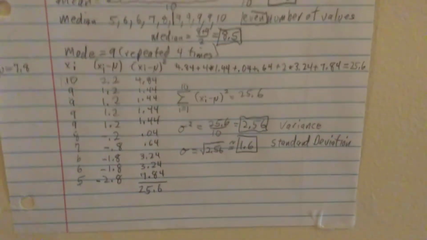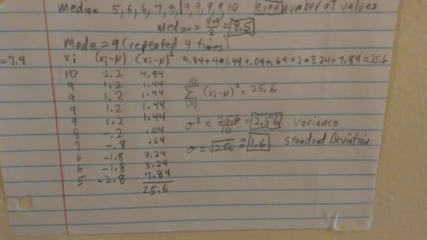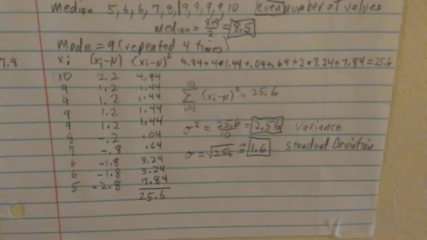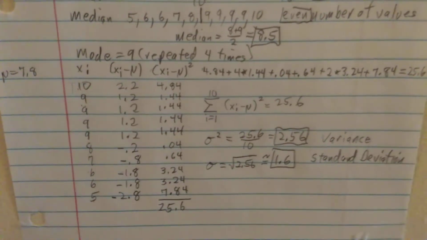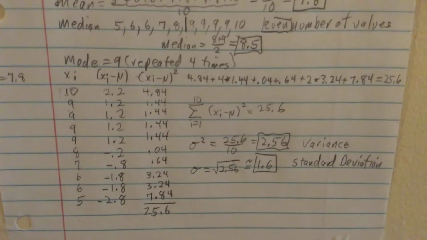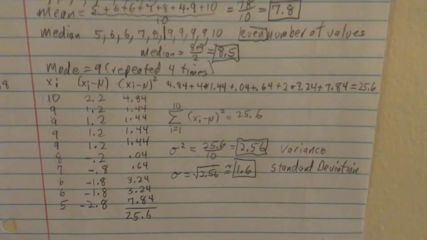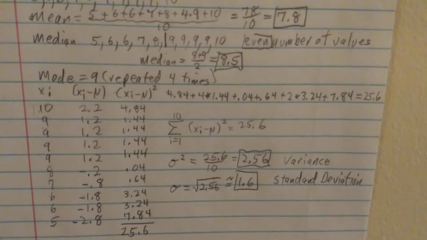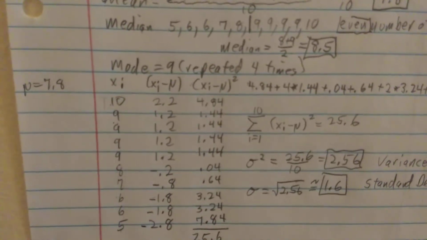Now this next table is doing what's called the standard deviation. So let's see what's going on with this. In our first column, remember we still had the mean of 7.8. So in our x sub i column, we list the numbers from high to low here: 10, four 9s, 8, 7, two 6s, 5. And then we do x sub i minus mu, or each of those numbers minus 7.8.